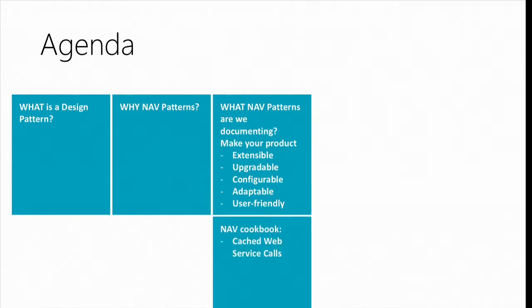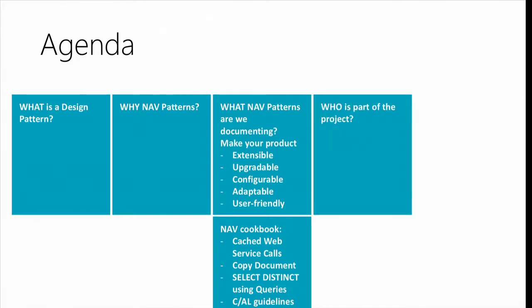And they are the following: how to do cached web service calls, how to do a copy document, how to do select distinct with queries. Traditionally we do that using temporary tables, and if you search the net, you can find the solution. But now we have queries, so it's a bit easier. And then at the end, we have added a few CAL guidelines that we are using internally inside Microsoft when we develop new code. Our intention is to publish them very soon. We have an automated tool that is checking those, so we actually cannot check in if we are not respecting those. So there will be a few examples for you here. We'll end by telling you who is part of this project and what's next.